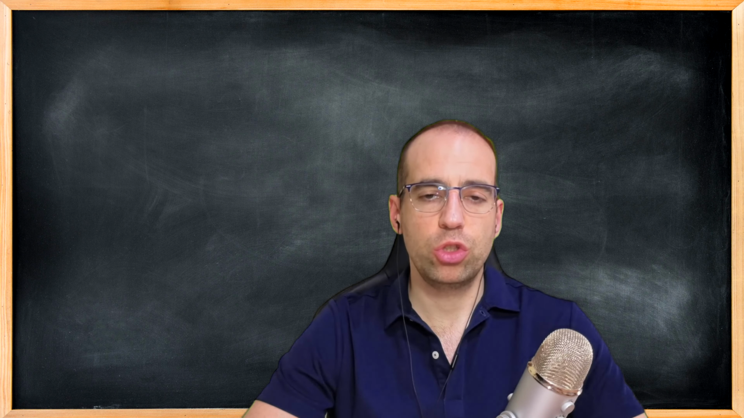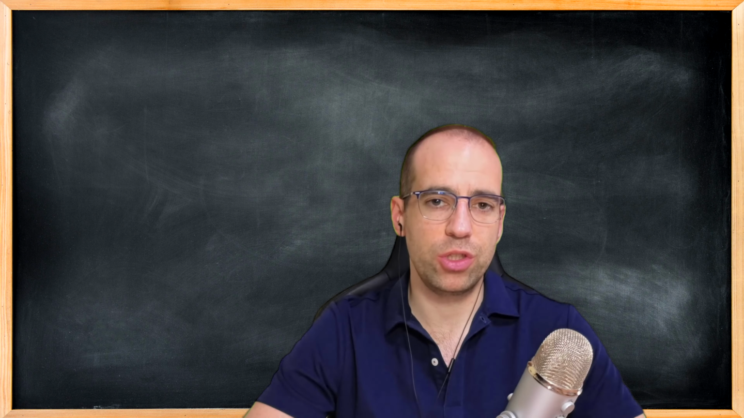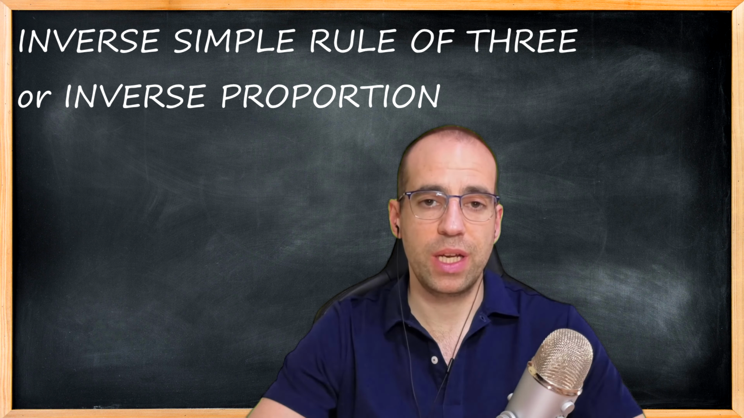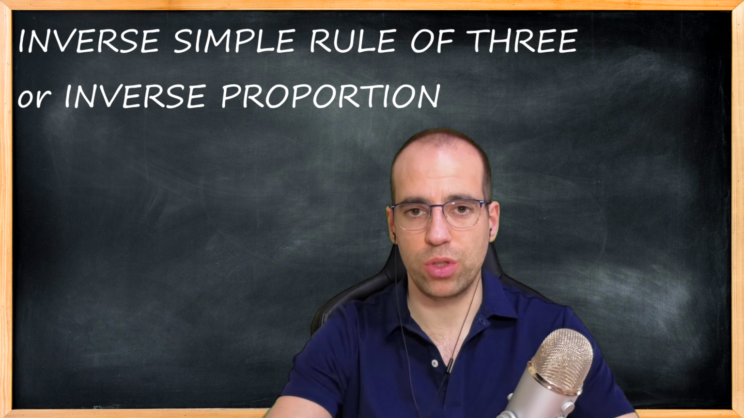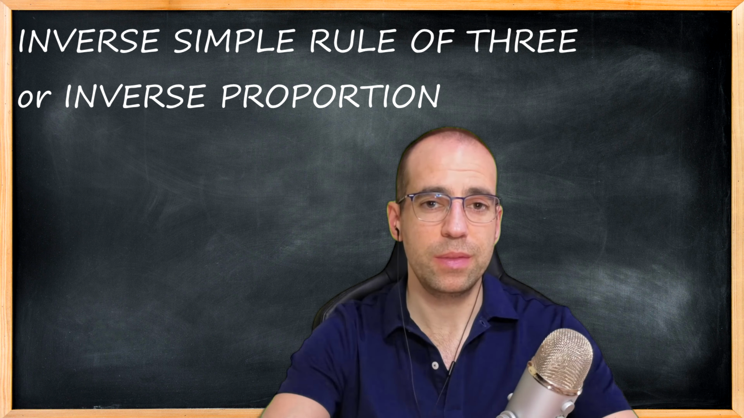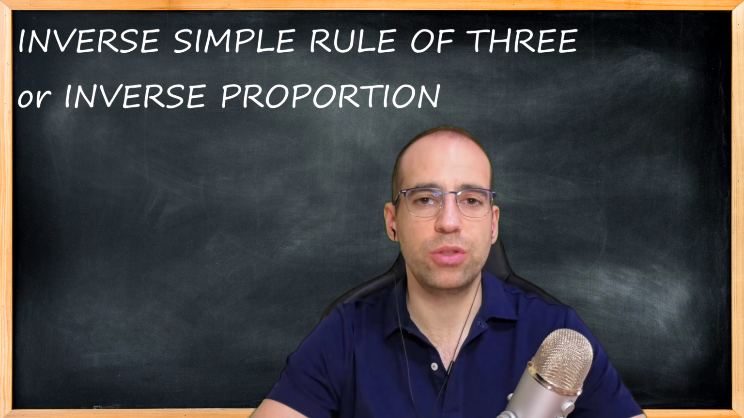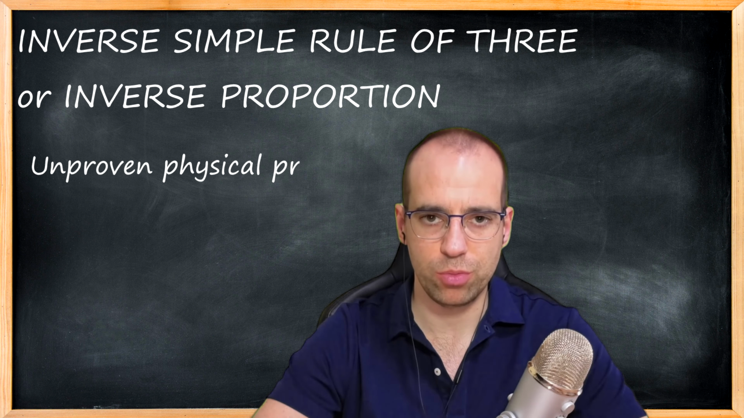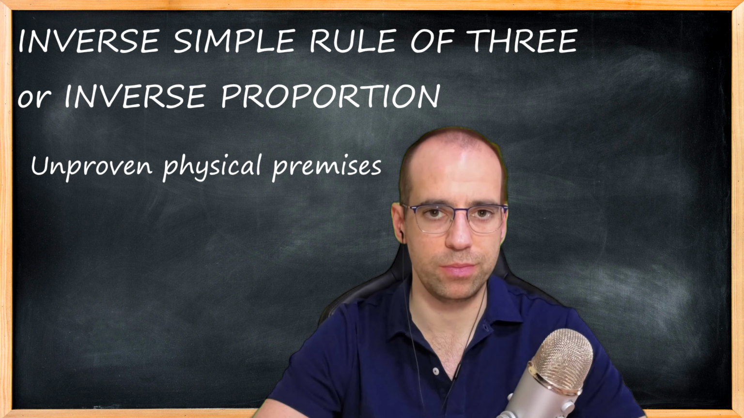In this video, I'm going to show you how to solve a typical problem that traditional methods refer to as the inverse simple rule of 3. Before anything else, I want to remind you of what I told you in the previous video, that inverse magnitudes do not exist and that traditional methods are based on two physical theories that have not been proven, so you have to be very careful.